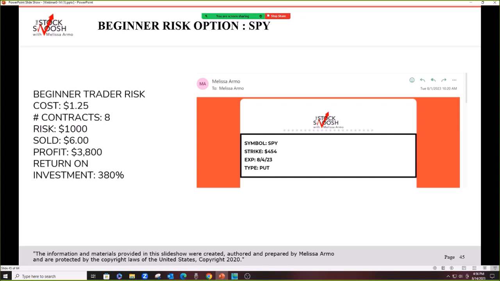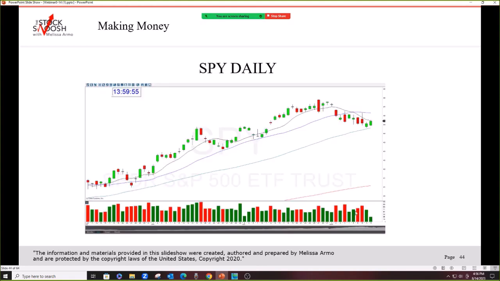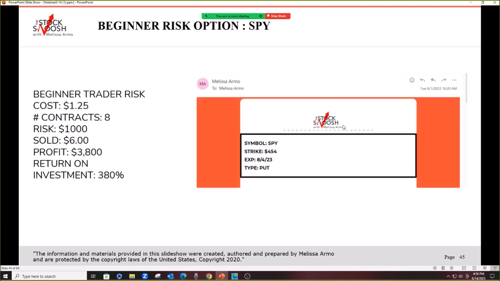This was a big trade. I called the 454 puts on the first. Let's take a look at it. This is a little bit after the open. 454. Oh, this was the Apple day. So I called those there at $1.25. Eight contracts would have been $1,000 for beginner risk, sold at 6. Again, this followed through in the gap down then the following Monday, okay? You could have made $3,800 risking $1,000.